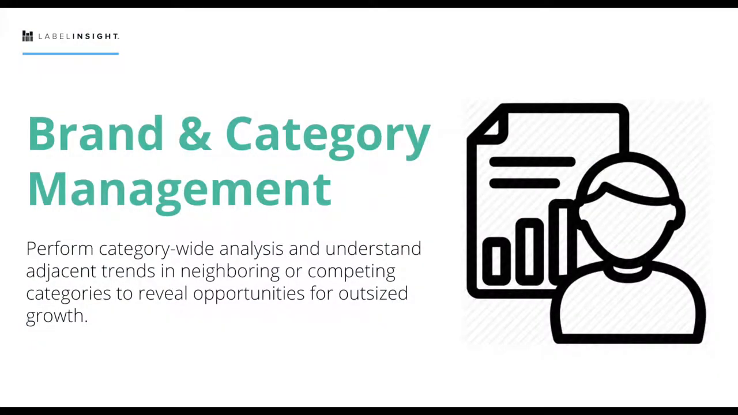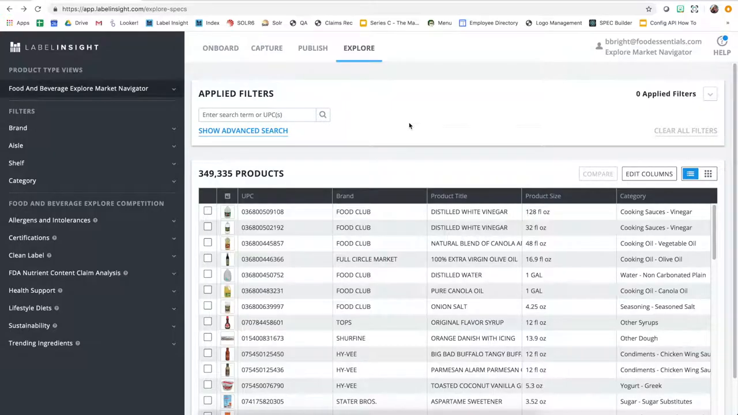Explore Market Navigator can be used by brand and category managers as well to understand market perception, packaging, and trends in your and neighboring categories. Say, for example, I'm a category manager at a CPG responsible for our ice cream portfolio.